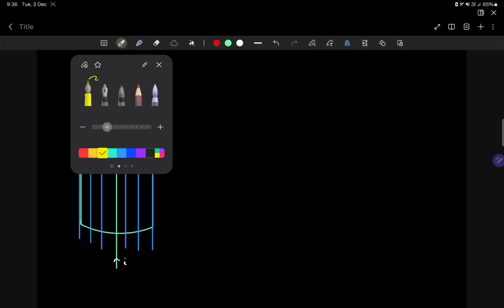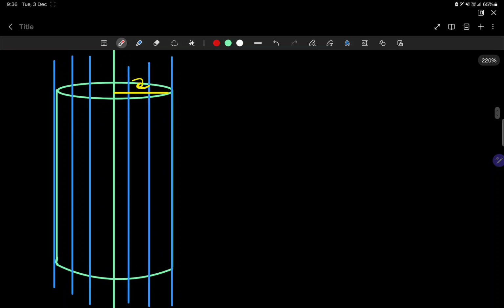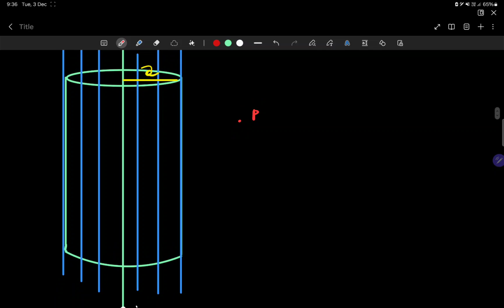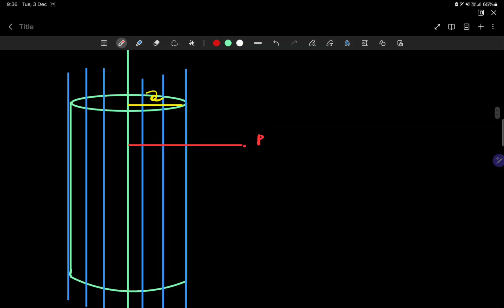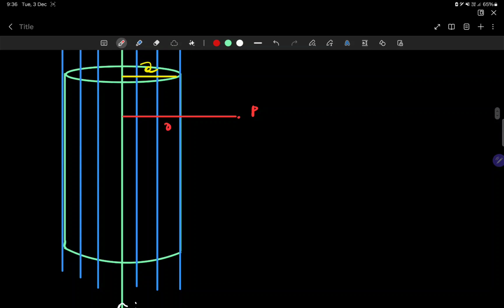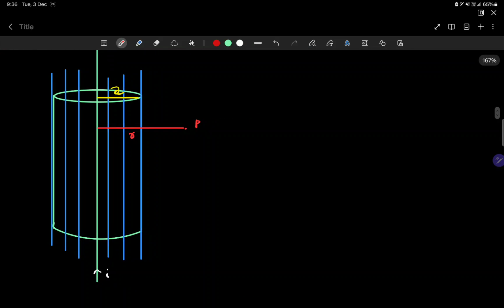Now consider a point which is present outside of the sphere. Let P be a point outside, and the distance of point P from the axis of this solid conducting wire be R. So how do we calculate the magnetic field at point P? That is our question. In order to calculate the magnetic field, we have to think about an Amperian loop.